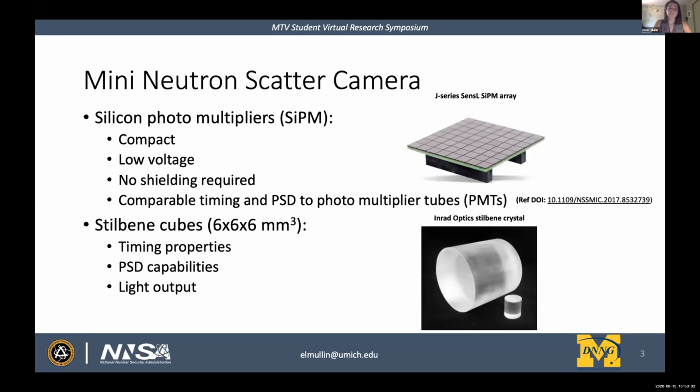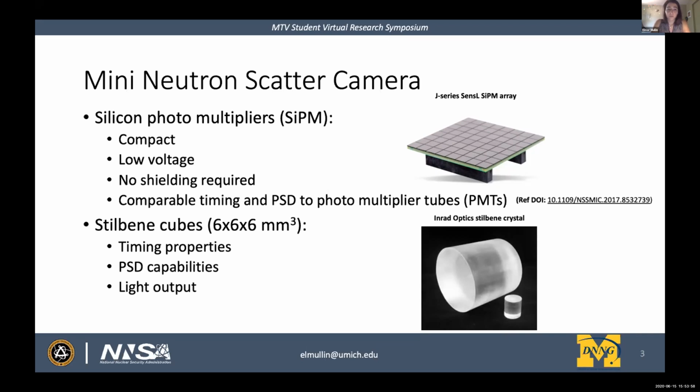The first aspect is a silicon photomultiplier. These are Geiger mode avalanche photodiodes, and you can see an image of one of these in the top right of the slide. These are compact, they're low voltage, not much magnetic shielding is required, and they have been shown to have comparable timing and pulse shape discrimination, or PSD, which I'll talk about later, to photomultiplier tubes, or PMTs.